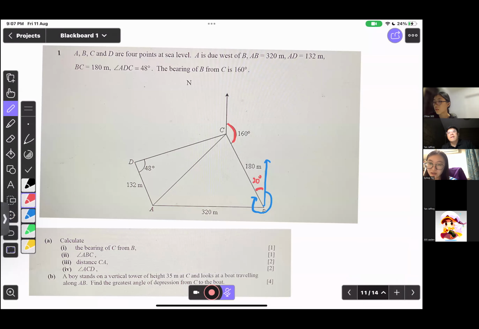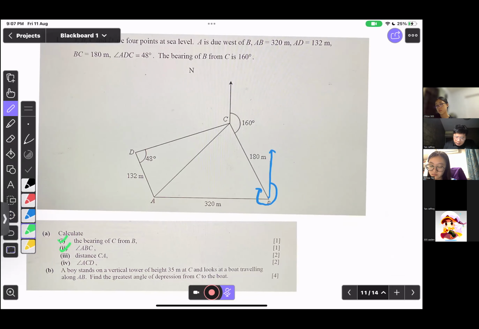Wait, I get part one. Oh, okay, so I don't need to go through part one. Oh, it's part A, part 3 onwards. Okay, so you can. Then next, I will go through part 3, the distance CA. Any unknown they want you to find usually belongs to a side of the triangle. So you can see CA belongs to this triangle, right? Sounds about right.